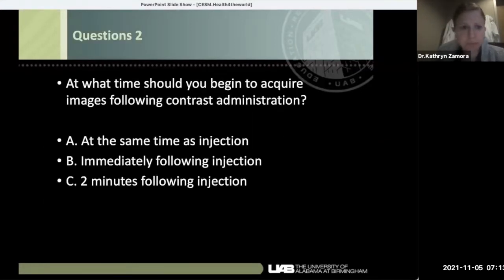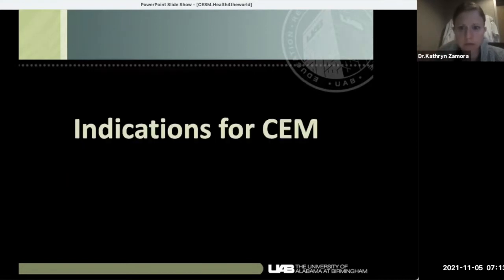Question 2. At what time should you begin to acquire images following contrast administration? A, at the same time as injection, B, immediately following injection, or C, 2 minutes following injection? And the answer is 2 minutes following injection. You want to wait for that contrast to get out of the vasculature before you compress that breast so it doesn't get stuck in there and it can go into the tissues.